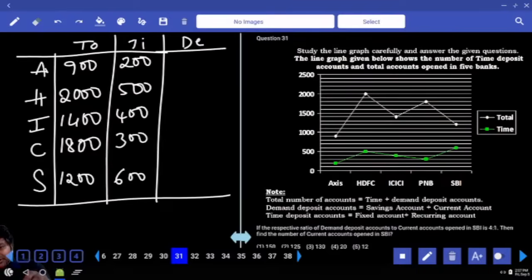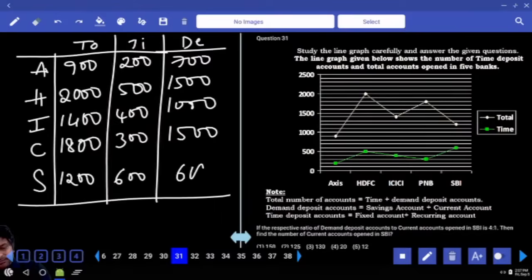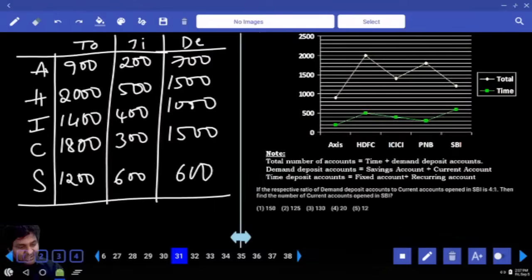Let's write deposit also, 700. Difference 1500, 1000, 1500, 600. Note, in demand deposit also there are two categories. One is savings and current account, and time deposit we have fixed and then recurring. Right, we'll start questions.